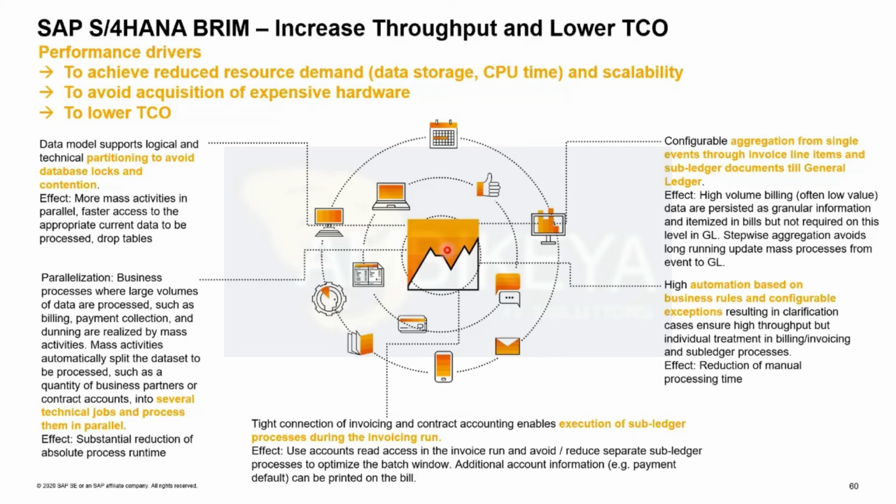And also in a separate slide, we explained already the tight connection of invoicing, contract accounts, and contract accounting, that we can take over already in invoicing some of the subledger processes and then come to save the time for later processes like payment, account maintenance, dunning, and so on. That is also a reduction of the batch window.